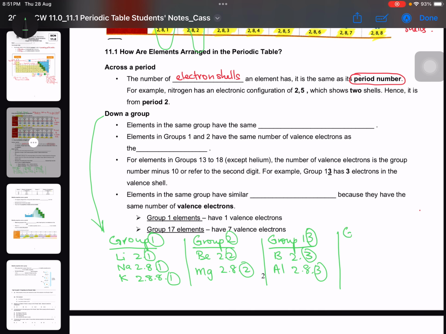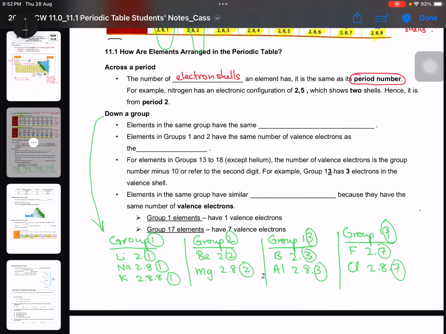And last example, group 17. Okay, so fluorine is 2.7, chlorine is 2.8.7. What is the correlation here? Again, the valence shell will correlate to the second digit. Okay, so group number tells you the number of valence electrons.